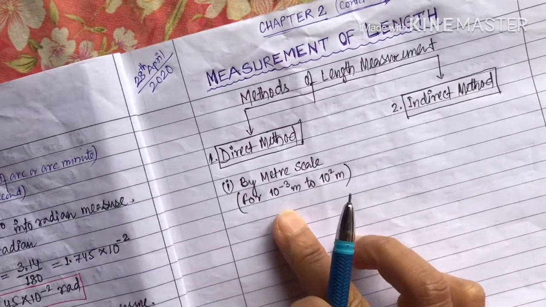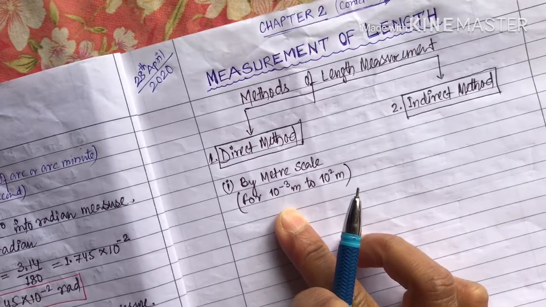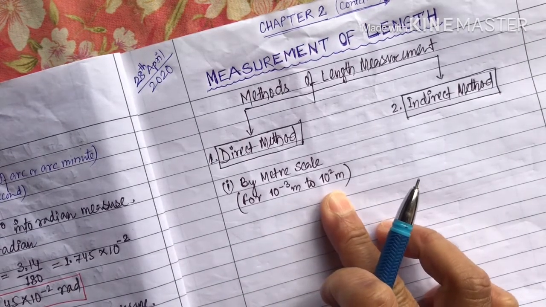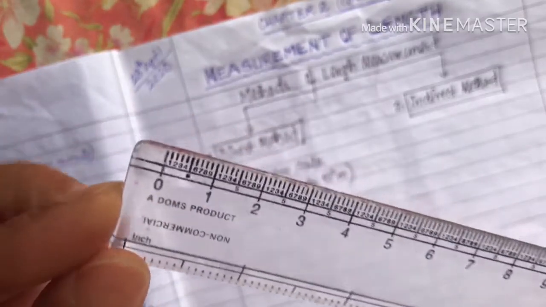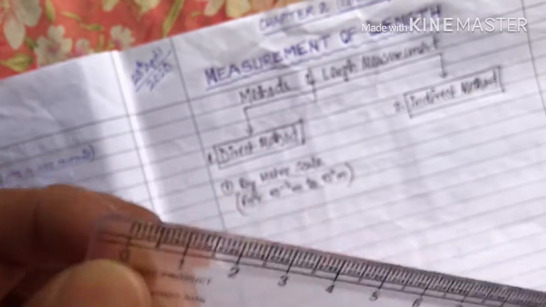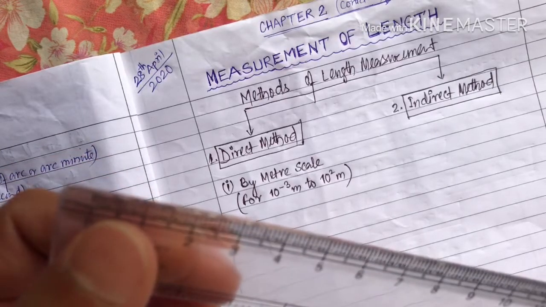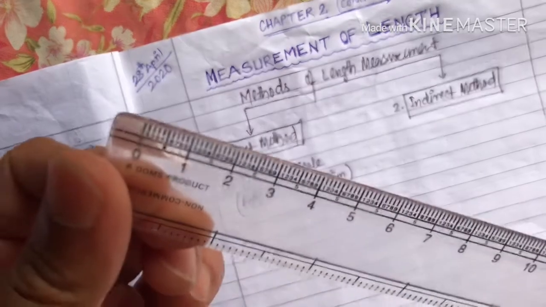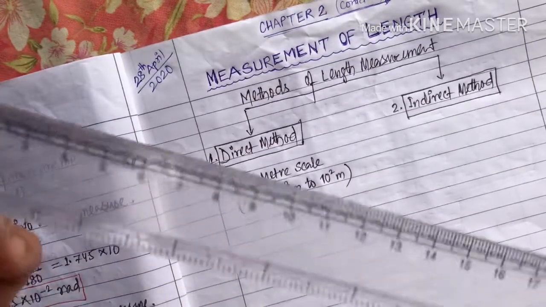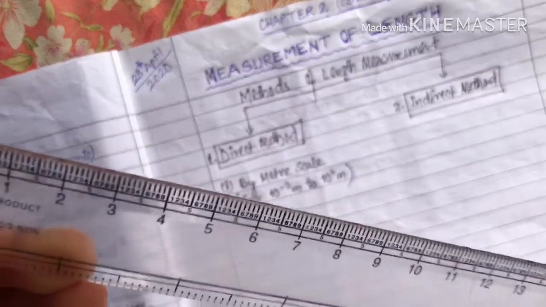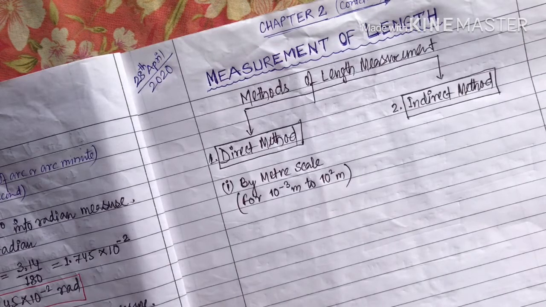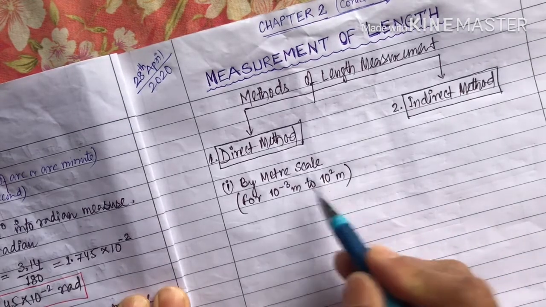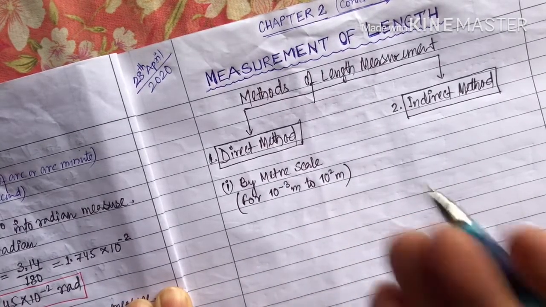This is very simple to understand. 10 raised to minus 3 meter means nothing but 1 millimeter, and 10 raised to power 2 means 100 meter. If you see this kind of ruler scale, the least count of this ruler, this measuring scale, is 1 millimeter. So by this type of scale, or meter scale, or measuring device, ruler, we can measure lengths of 1 millimeter to 100 meter. So this is a tentative range.